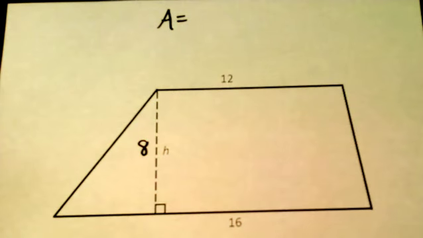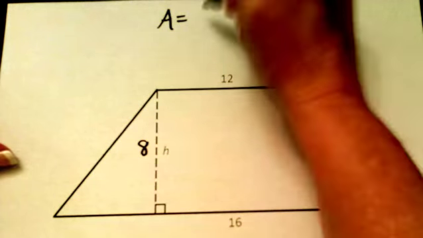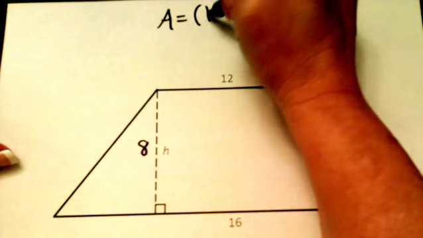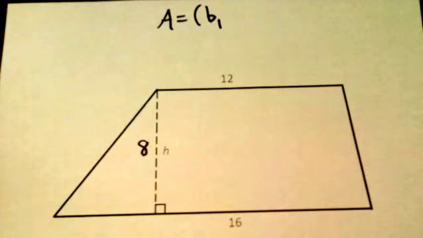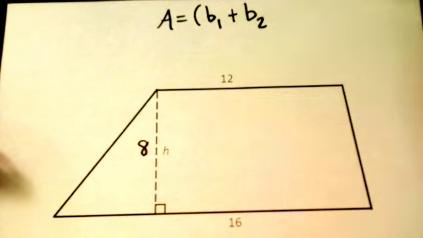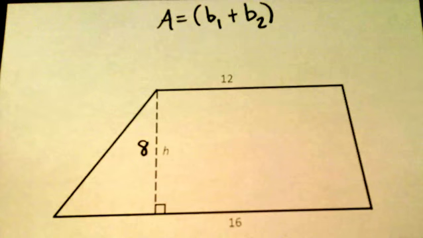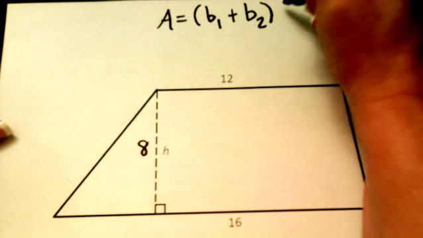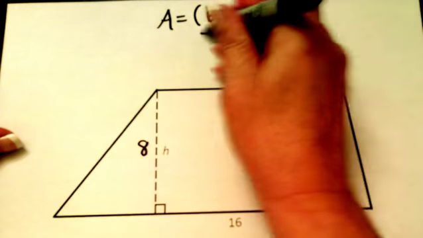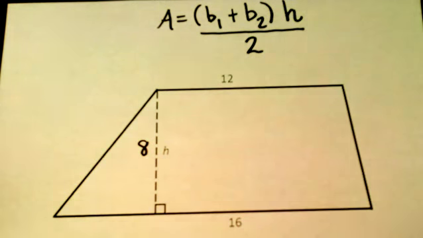So we have the formula: area. I'm just going to write the A for that, shorten it up. And I'm going to go ahead and call the top of my trapezoid base 1 and the bottom of my trapezoid base 2. And all of that is wrapped up inside parentheses. We will multiply that times the height and finish by dividing everything by 2.